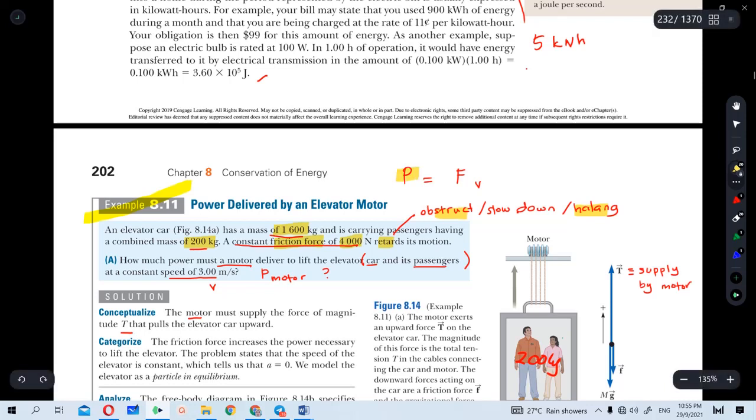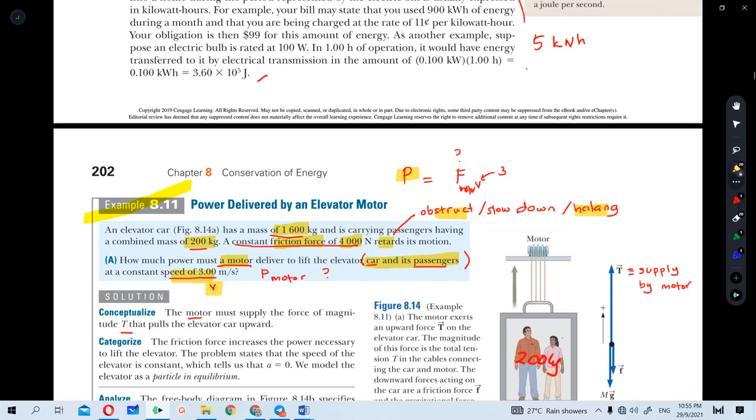So obviously we are looking at force times V for a motor. Since it's asking for a motor, this force belongs to the motor, and it needs to lift the car and the passengers at a constant speed, which is V itself. So we do know the value of V. However, the force of the motor remains an unknown value. So that's the first step. We need to discover the value of force.